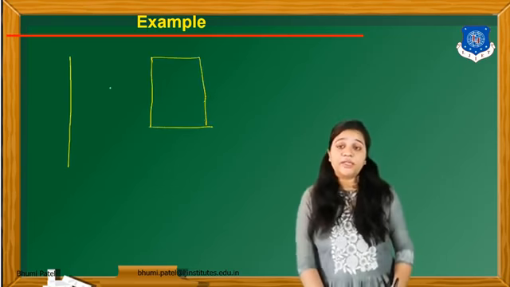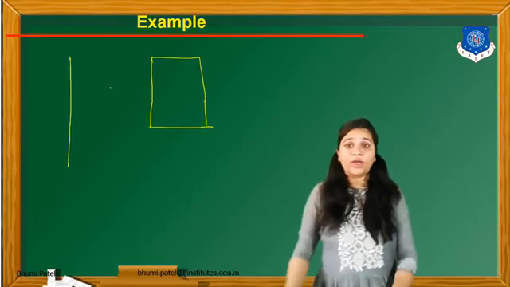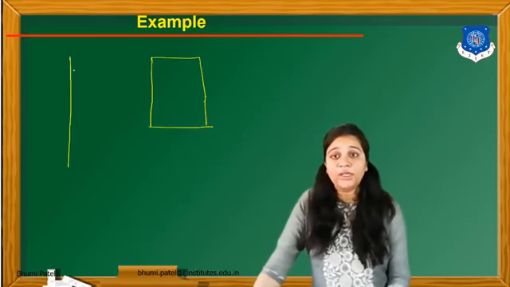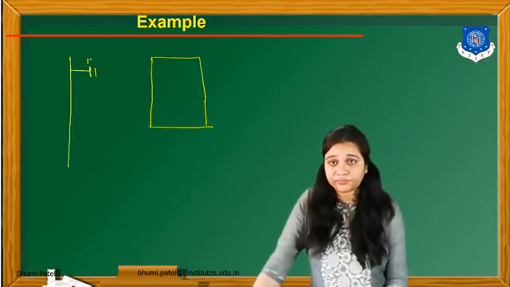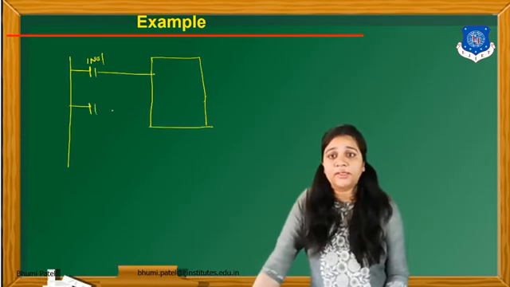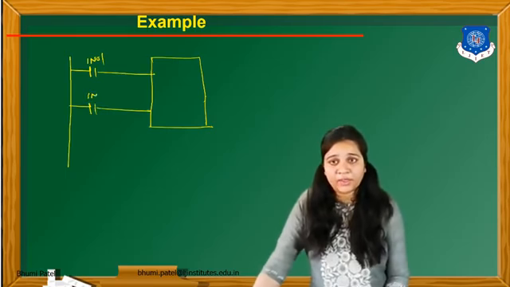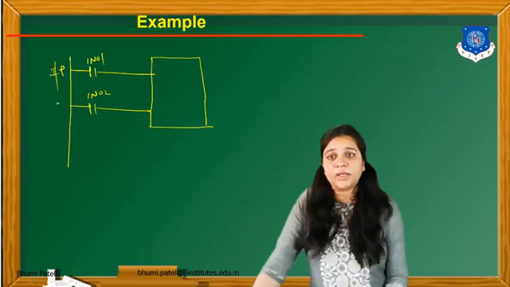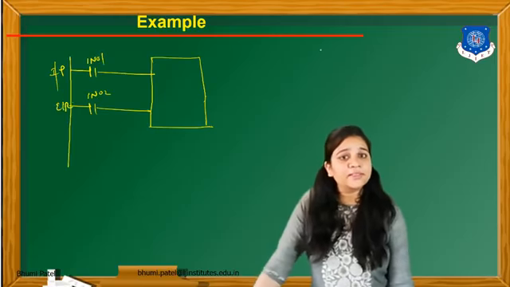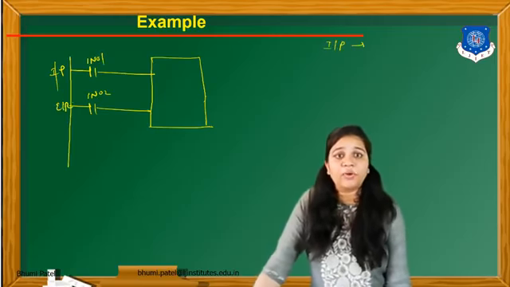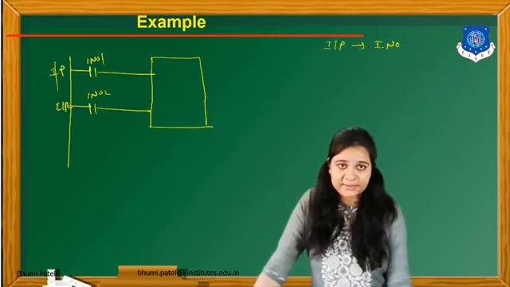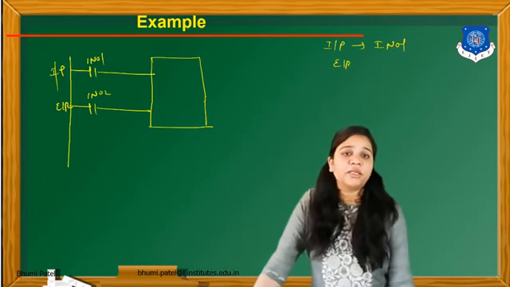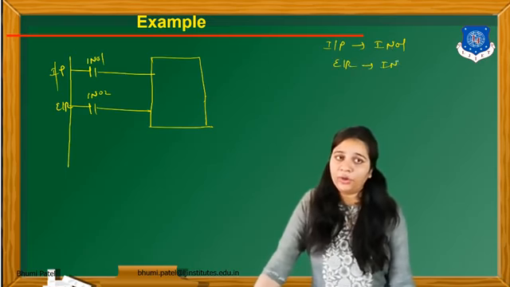Whenever you draw the T on or the T off timer, you must take 2 inputs. The first input name is, suppose, IN01, and the enable or reset is IN02. So this is my input, and this is my enable or reset. In the exam you have to mention that the name of the input is IN01, and we take the enable input as IN02.